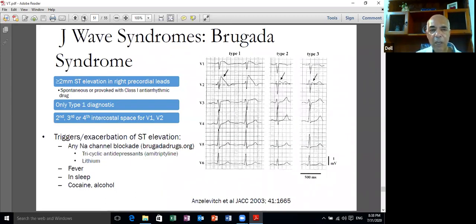Now we go to the J-wave syndromes. Brugada syndrome comes in 3 flavors. Type 1 is characterized by ST elevation with a ski slope. You look at this arrow, the ski slope of the ST segment followed by an inverted T wave, in at least 2 of the right precordial leads, V1, V2, and V3. This is type 1 according to the Heart Rhythm Association. This by itself is sufficient to diagnose Brugada syndrome.